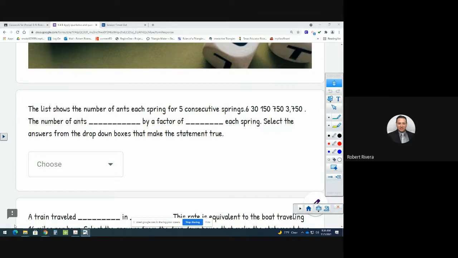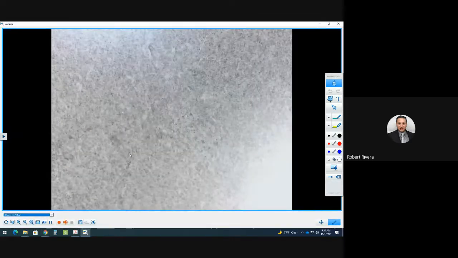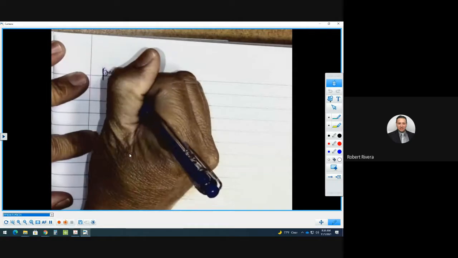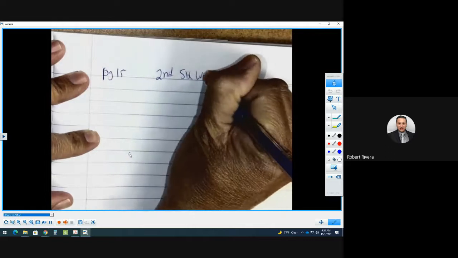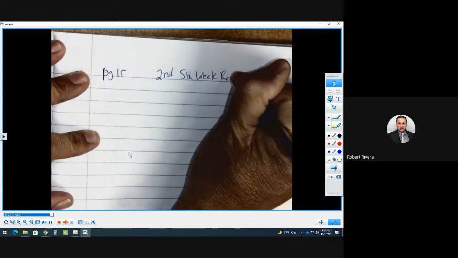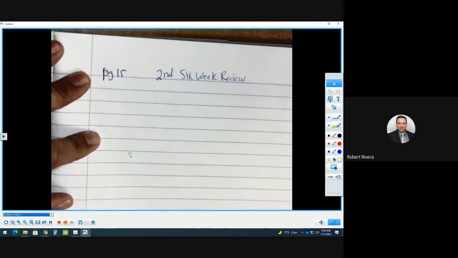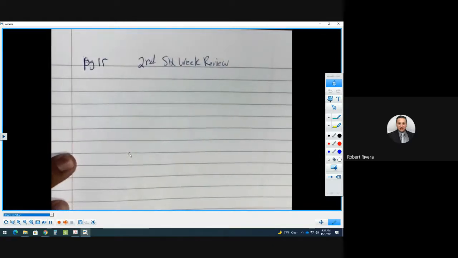let me go ahead and get my journal out, which is your notes journal, okay? We are on page 15. On page 15, I'm going to start going over the first question. So it's page 15. And this is the second 6 weeks review. So we're going to do some together, some you're going to have for homework. Not a lot of homework today, but a lot.